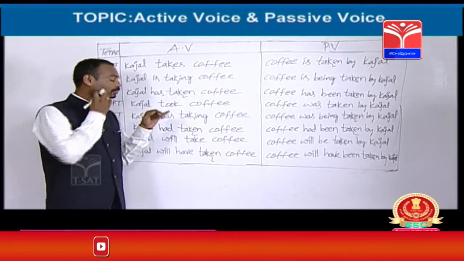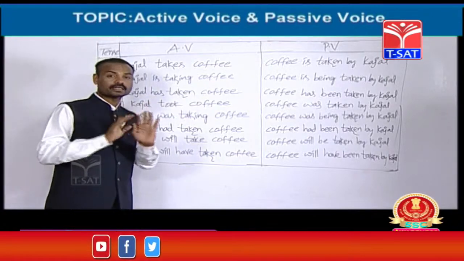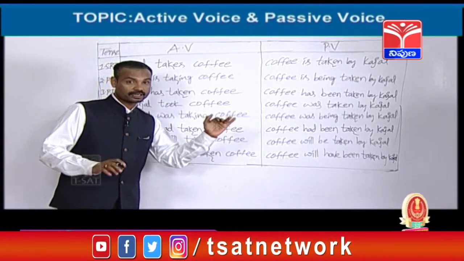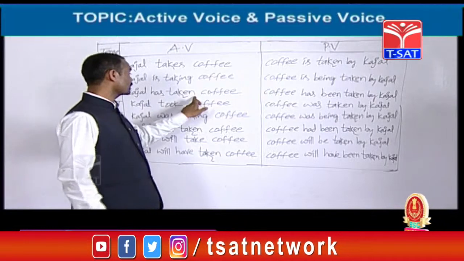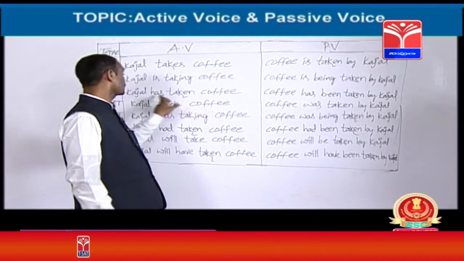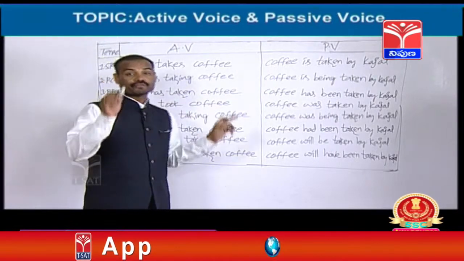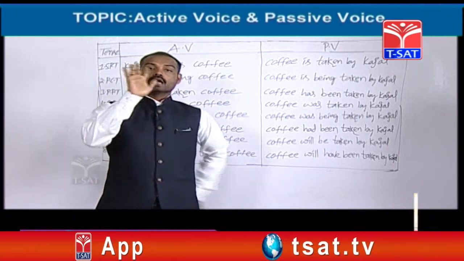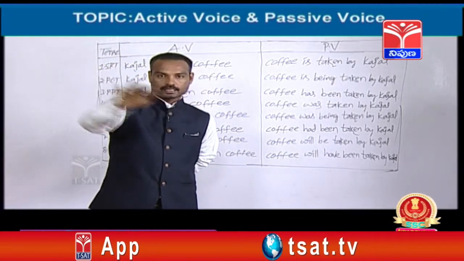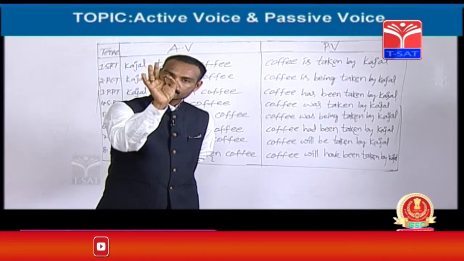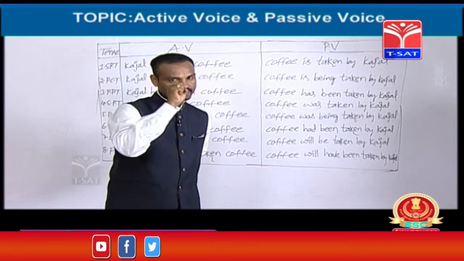Present perfect tense. Kajal has taken coffee. Kajal has taken coffee. How can you find out that this sentence has been given from present perfect tense? See, has is there. Friends, whenever you find out either have or has in the active voice sentence, you can think that that sentence has been given from present perfect tense.